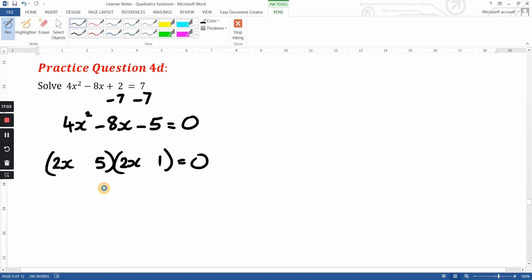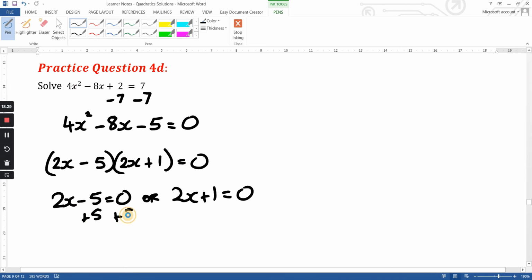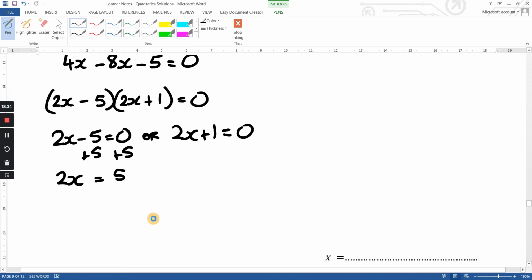Which one's which? So I'm going to need minus here and a plus here. Yeah, that's going to give me minus 10x plus 2x. Yep, there we go. That's going to be equal to 0, or that's going to be equal to 0. Plus 5 to both sides here. So my first answer is going to be 5 over 2, or 2.5. I'd leave it as 5 over 2, to be honest.